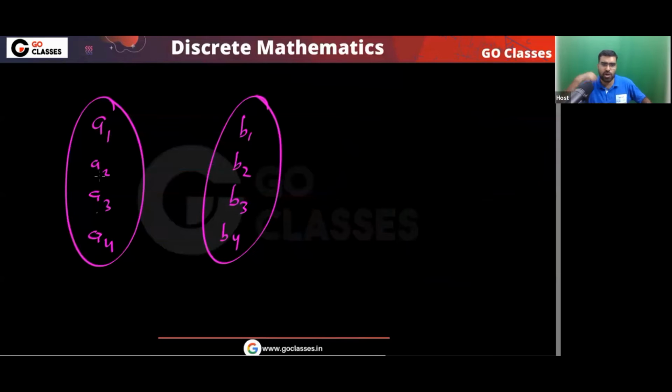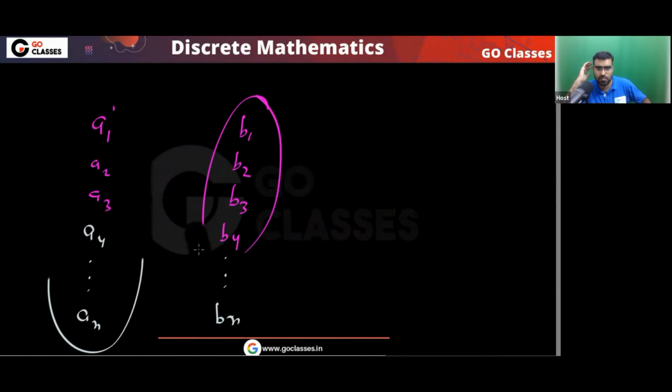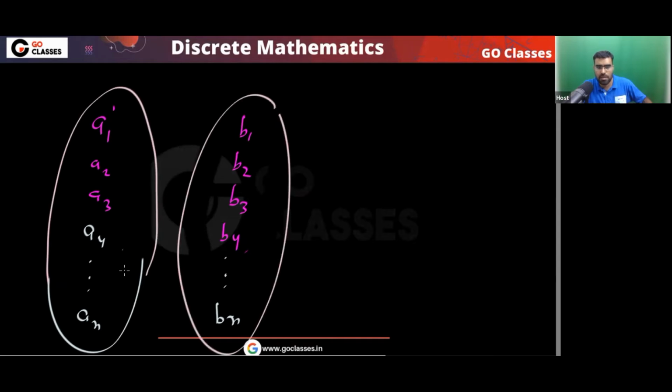Anyone here has any doubt? See, this is a simple point, because you can take any finite set, it does not matter: a4 and so on, up to an, and b1 up to bn. You want the same cardinality.